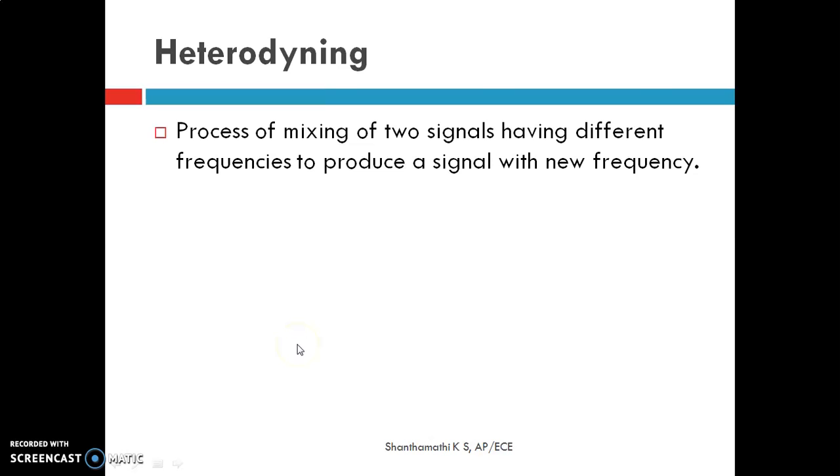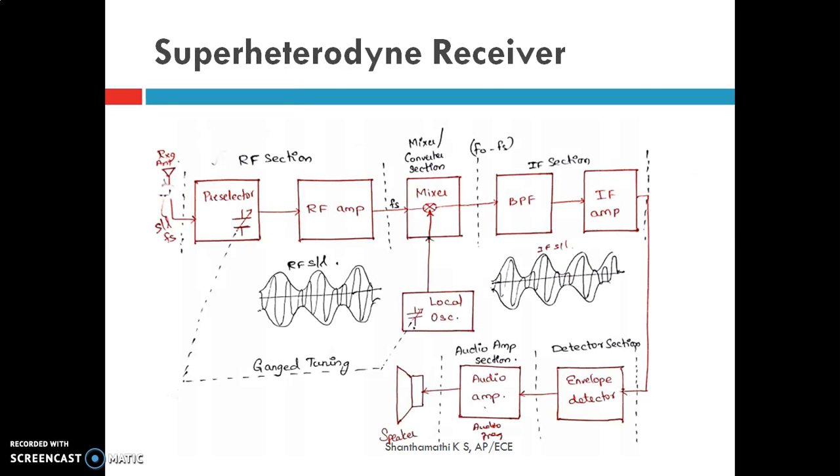So what is the definition of heterodyning? Heterodyning is the process of mixing any two signals having different frequencies that will produce a signal with a new frequency. I'm repeating: the process of mixing two signals having different frequencies to produce a signal with a new frequency. This process is called heterodyning.